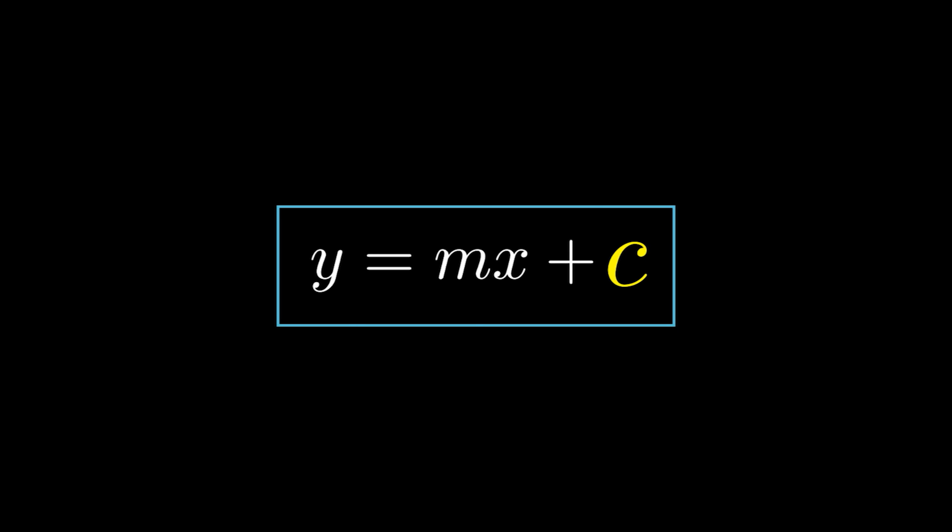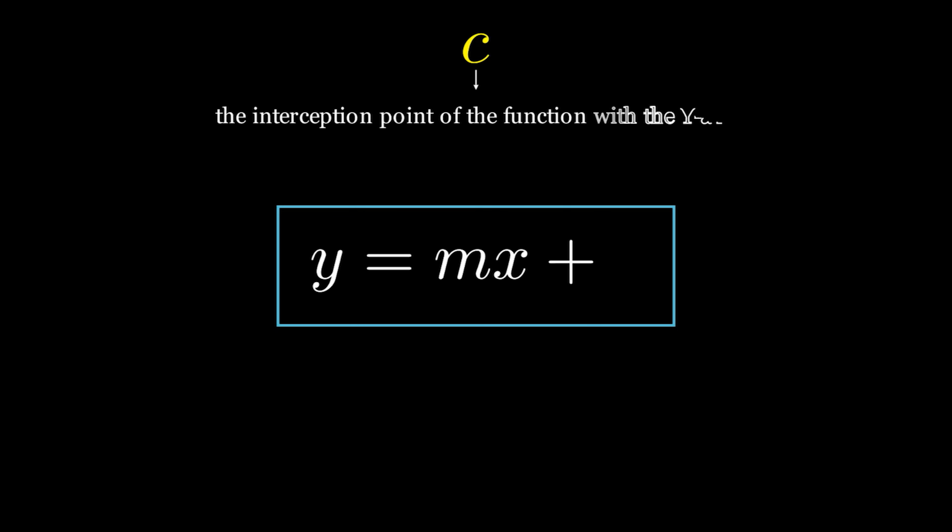Next, we'll look at the coefficient c. According to textbooks, c is described as the intercept point of the function on the y-axis. This also sounds intriguing.